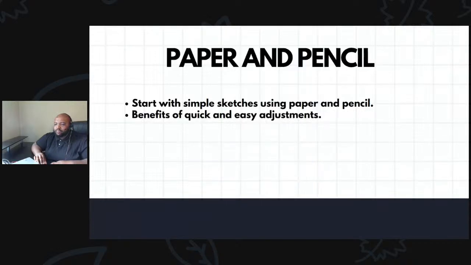Okay, so the first one is just a piece of paper and a pencil. These are really nice. They're super quick. You can make sketches, just general ideas of what you think the page would look like. They're great because you can make really quick adjustments, and you don't need any special tools or equipment. Just something to write with and something to write on.